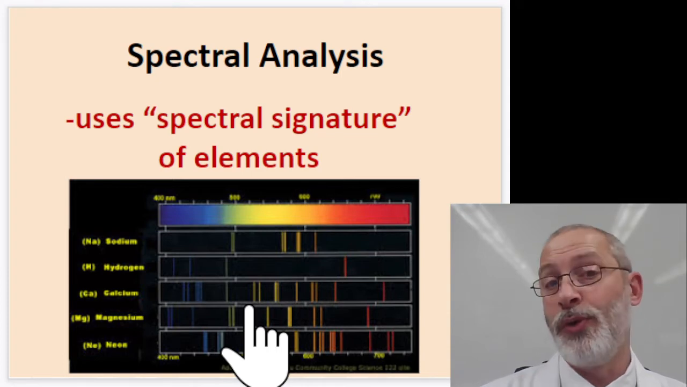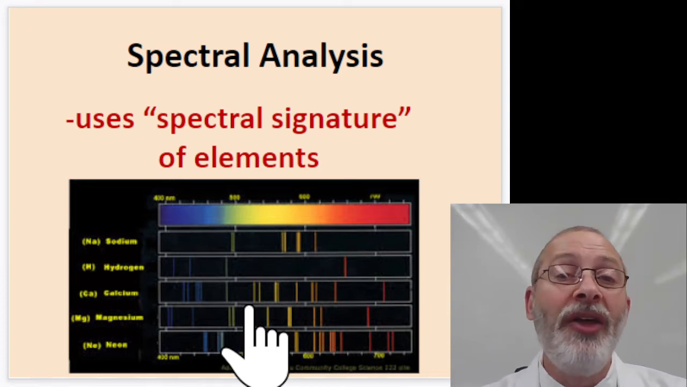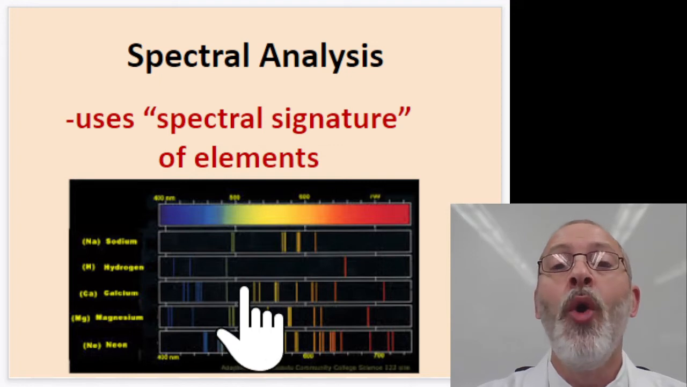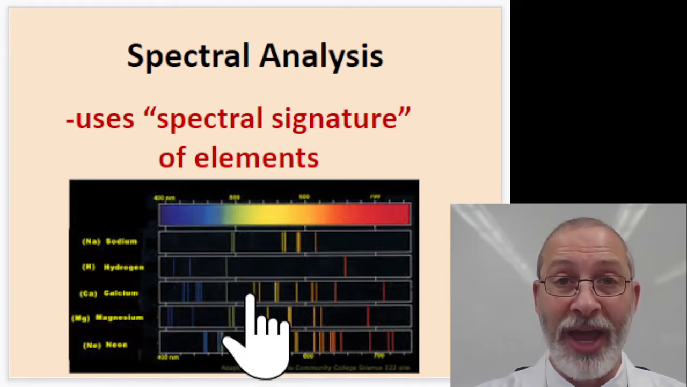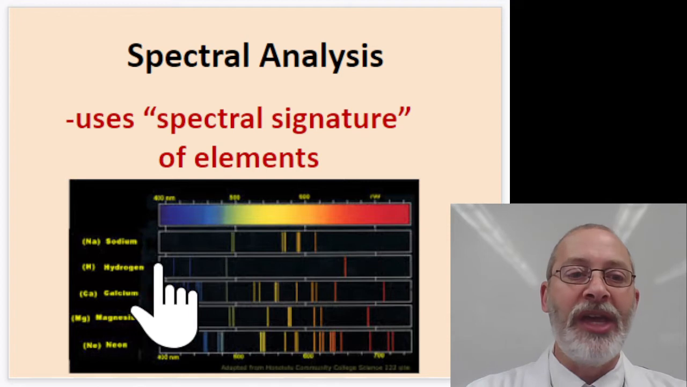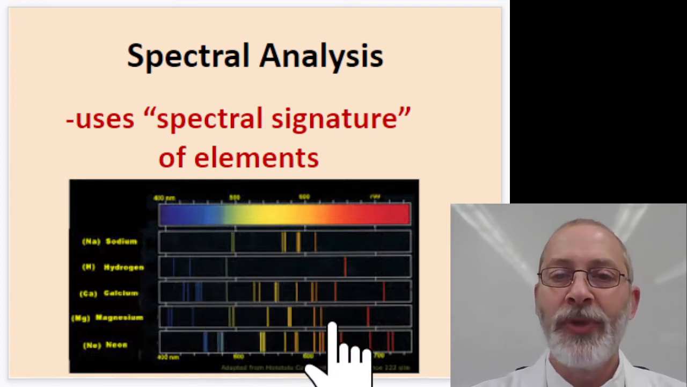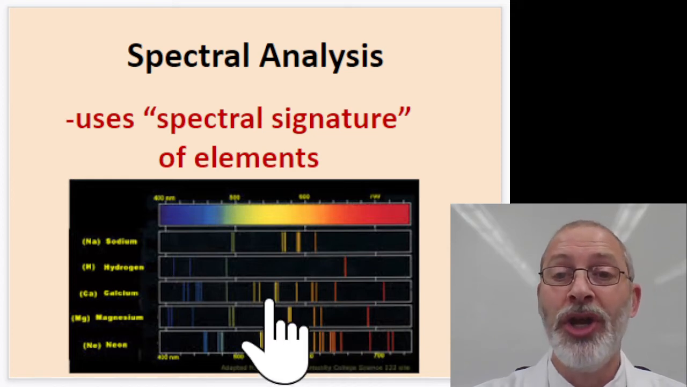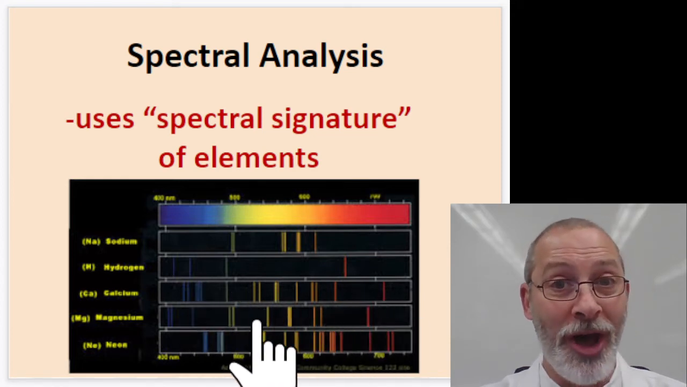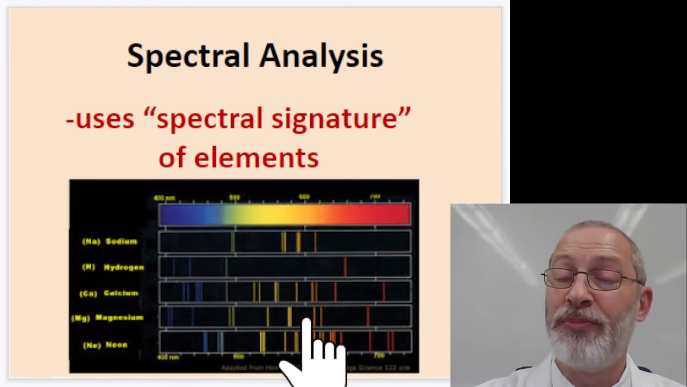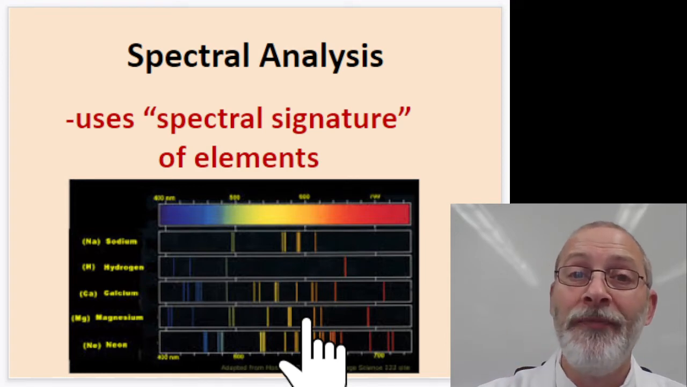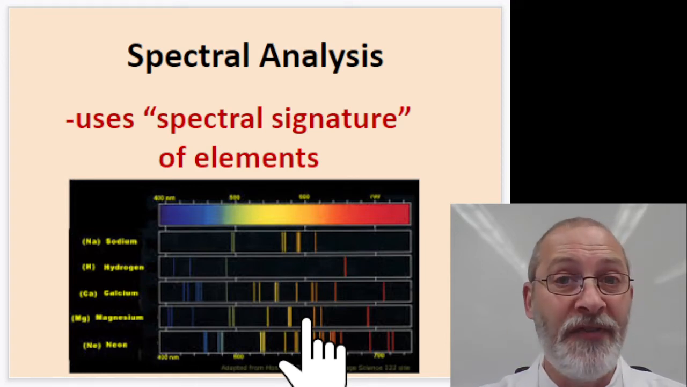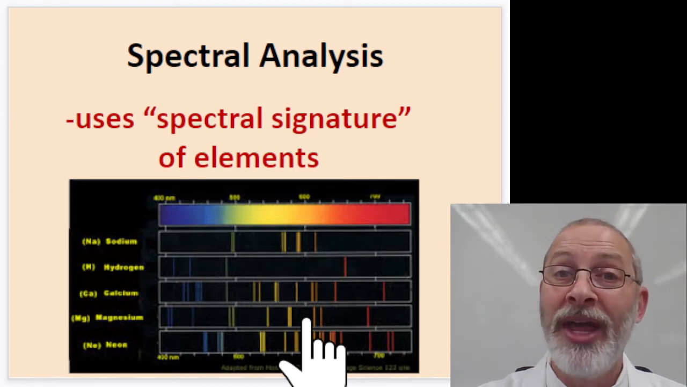I'm not going to tell you what the element is, other than the fact that it will be one of the ones you've already seen. So the unknown element, you're going to compare that spectral signature with the ones that you do know. And based on the spectral signatures, you should be able to identify the unknown element.